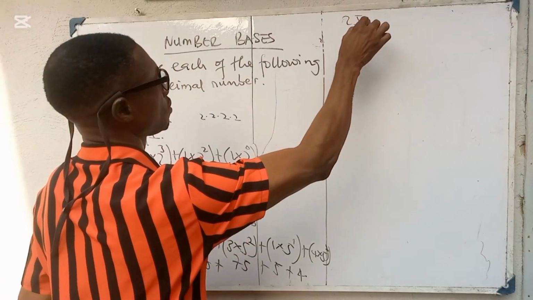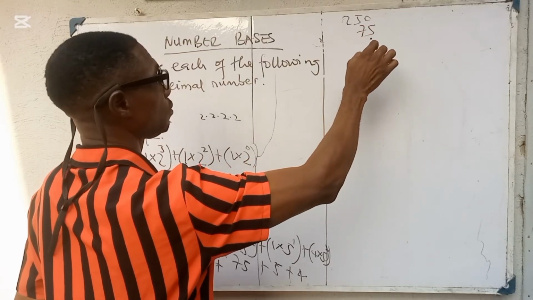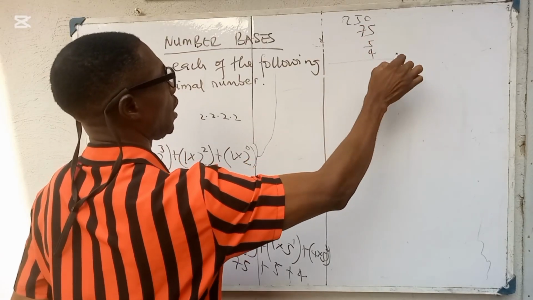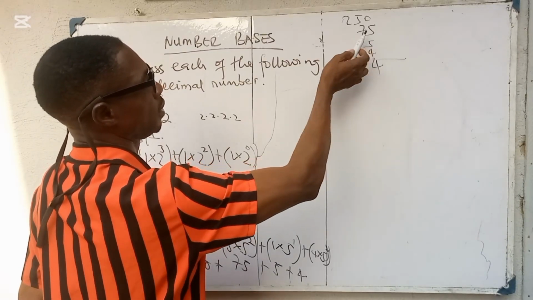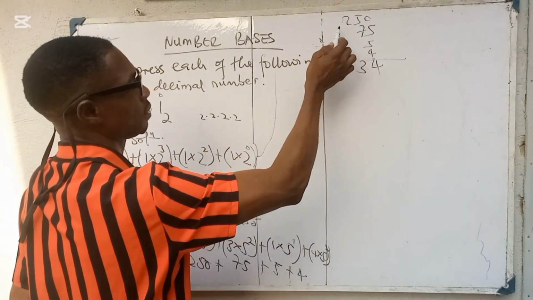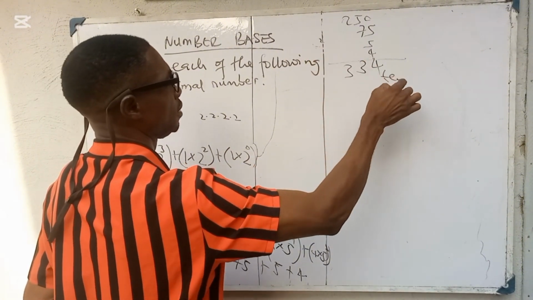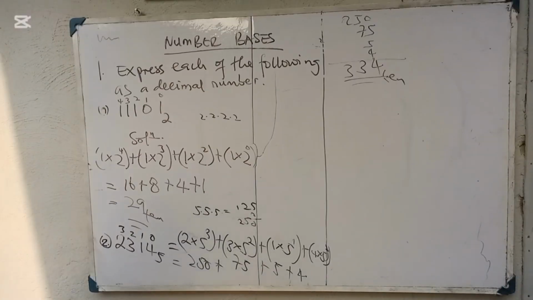Add up what we have here. That gives us 250, 75, 5, 4. Add up. This is 14. Carry 1. Add 1 here. 6 plus 7, 13. 13 in base 10. Yeah, in base 10.